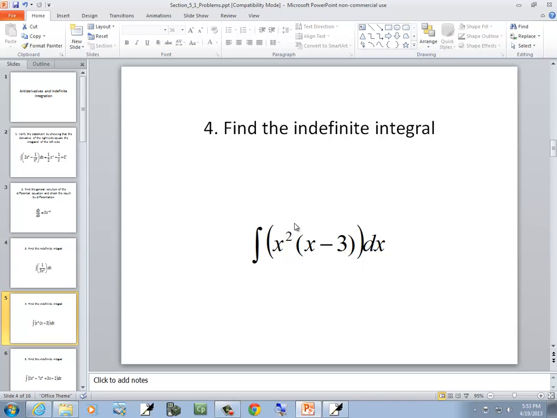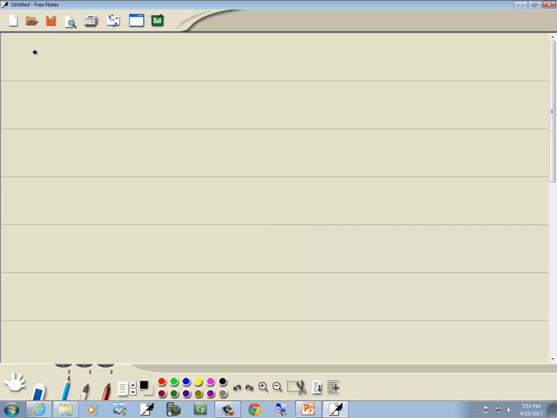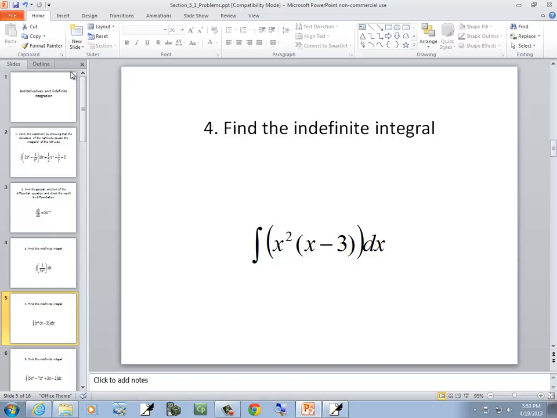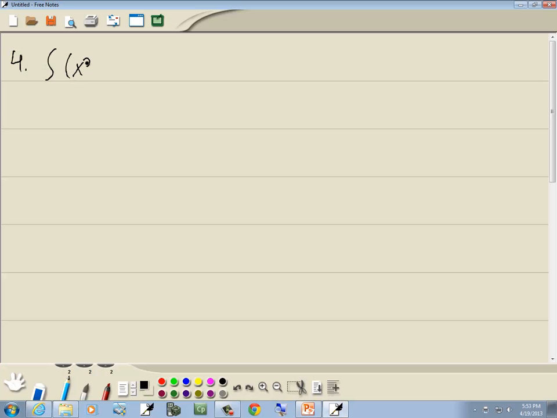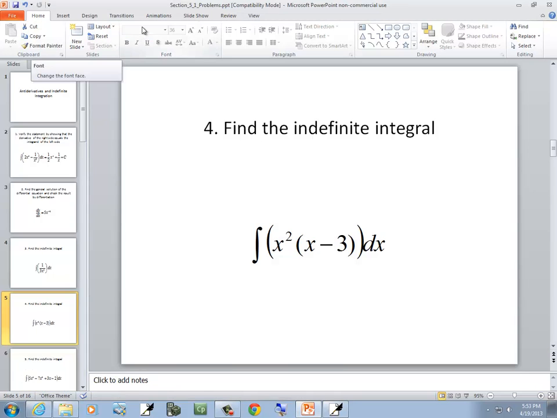Okay, let's look at our next problem. We got the integral of x squared times x minus 3 dx. Now, this integration is much cleaner than derivatives, in my opinion. There is no quotient rule. There is no product rule. With derivatives, it doesn't matter what it looks like. You just dive right in and start taking the derivative, and you have it. But the same isn't true of integration. It has to match your formula exactly.